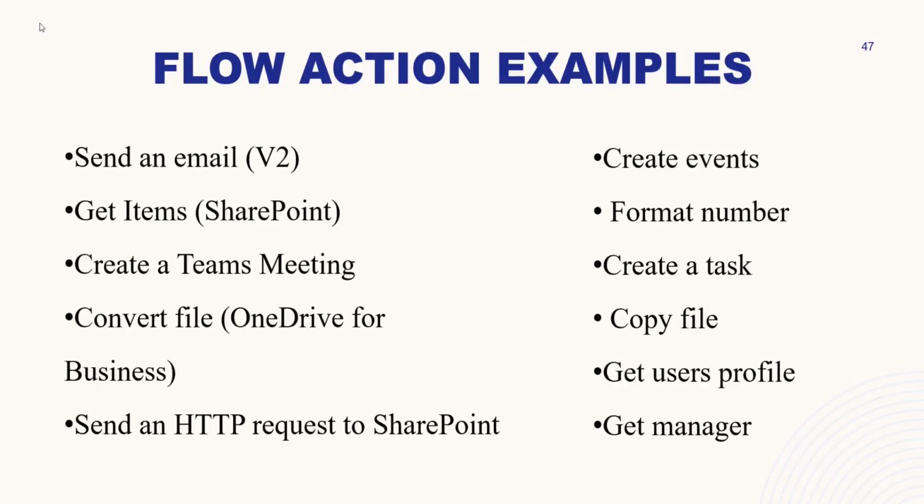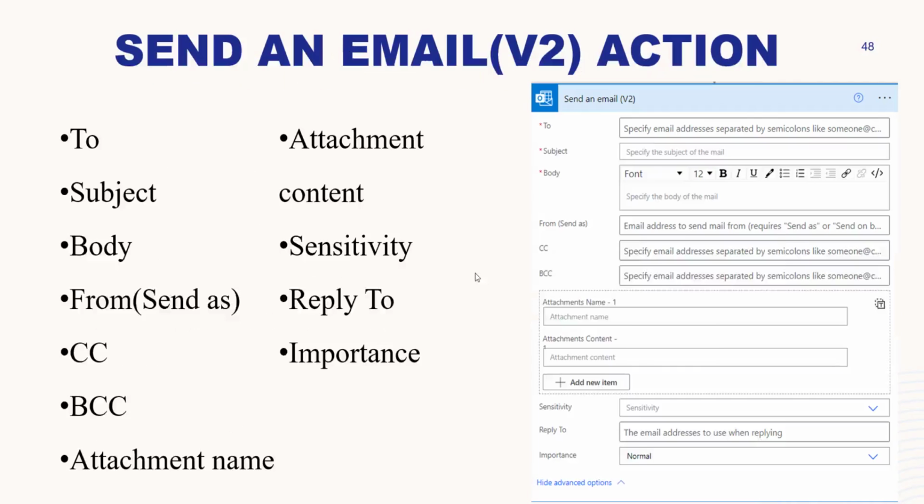So let's start with the send an email V2 action, which is from the Outlook connector. This action accepts 12 parameters. To, subject, and body are the required parameters. With these three parameters, we can enable the send an email V2 action, and the rest are all advanced options available in the send an email action.